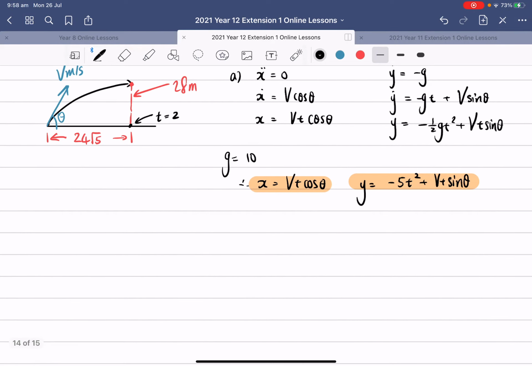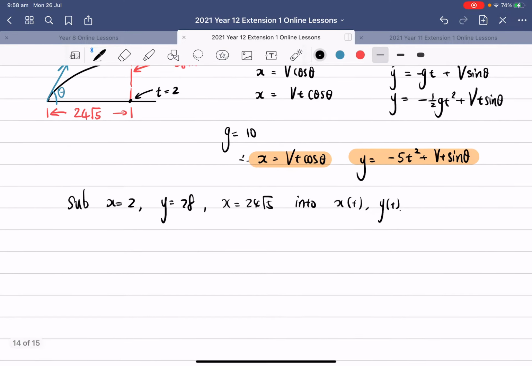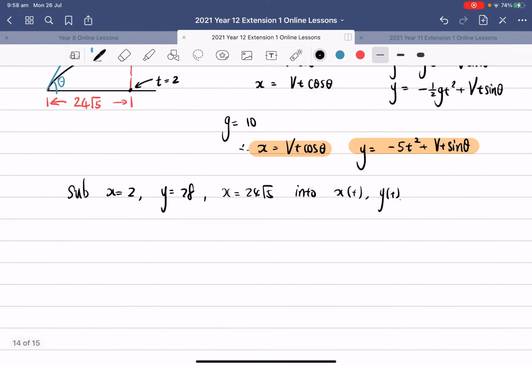So now what we have to do is substitute everything we have. We're going to substitute t equal to 2, y equal to 28, x equal to 24 square root of 5 into the x and y equations. Once you substitute into these two, you're going to end up with 24 square root of 5 is equal to V times 2 cosine theta.